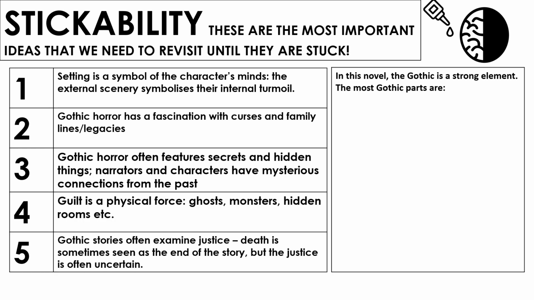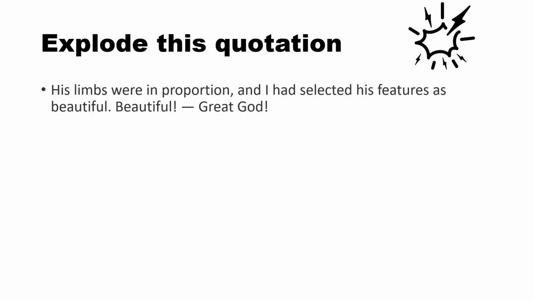For your next task, take the 5 things on the left and, very straightforwardly, on the right you'll see a little box that suggests you should look at: in this novel, the Gothic is a strong element, the most Gothic parts are... You should compose 2 or 3 sentences that explain how the ideas on the left link to this novel extract that we've just read. Once you're done with that, unpause the video and on we go.